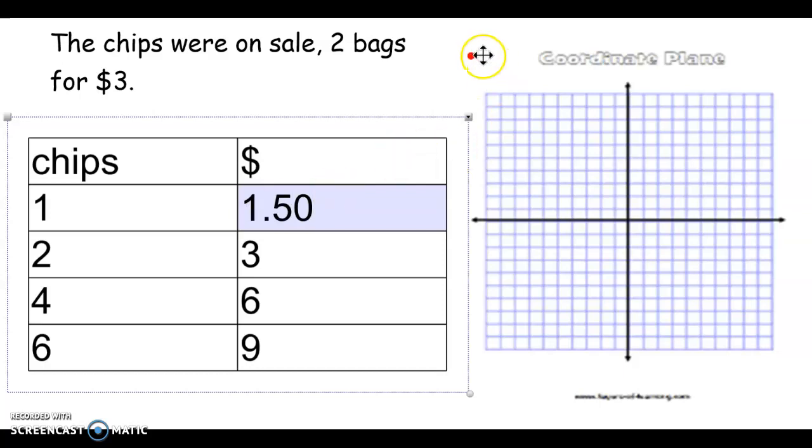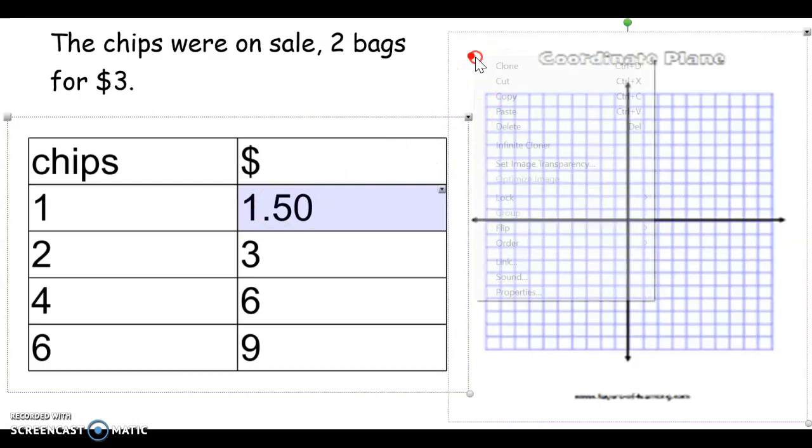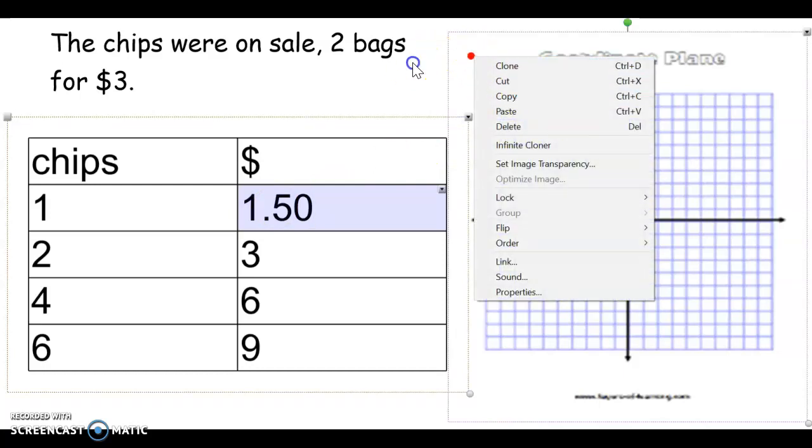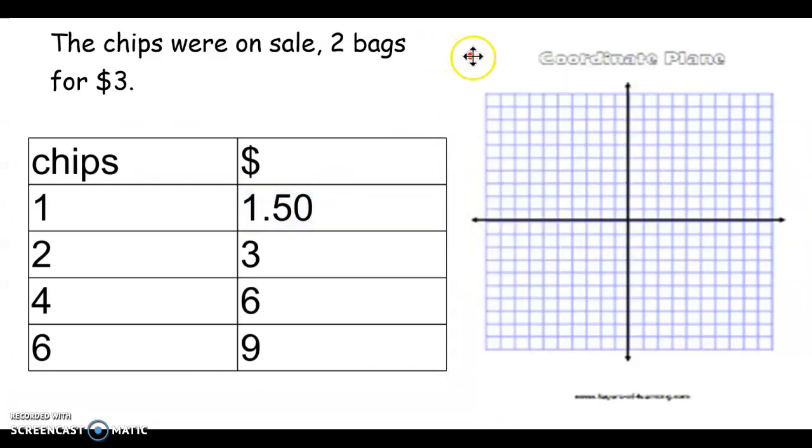Let me graph these points. So that was 2 bags. Not sure why it's not letting me grab that point. Alright, I'm going to grab a pen and make a point then, since it won't let me grab my point.